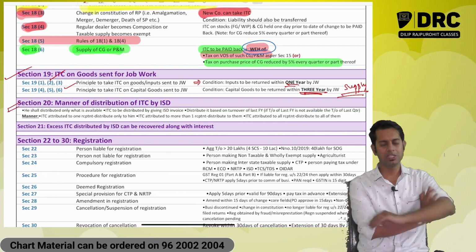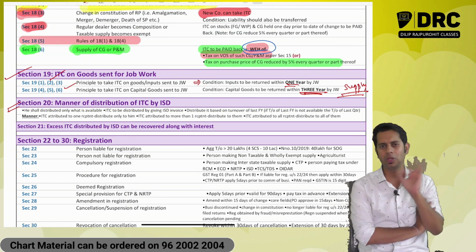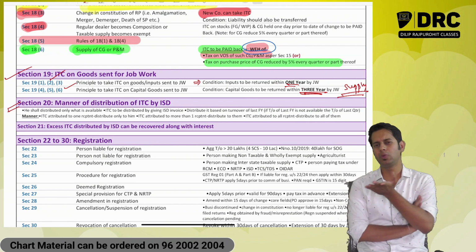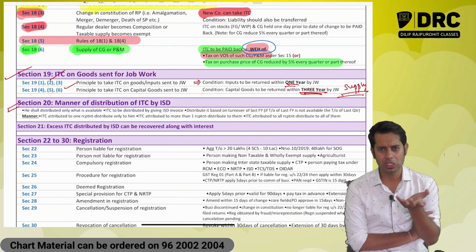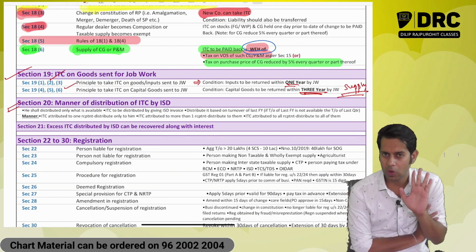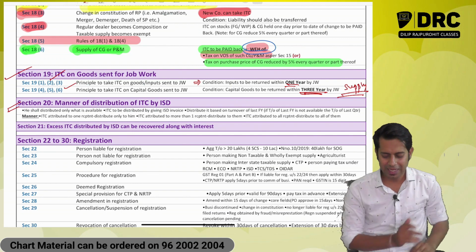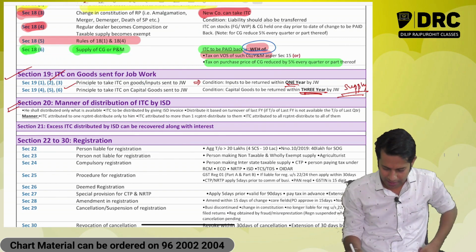Section 20 talks about distribution of input tax credit by the input service distributor. The input service distributor can distribute the ITC which is available with him to his other establishments. This distribution is based on input service distributor invoices, and for making this distribution he is required to give a document called input service distributor invoice. He can distribute CGST as CGST or IGST, and IGST as CGST, IGST.